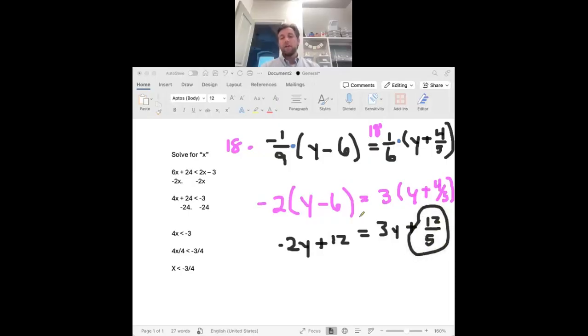Now I can deal with the 5, because it's outside of the parentheses. I could do that just by multiplying everything by 5. Everything. You have to multiply everything by this 5.